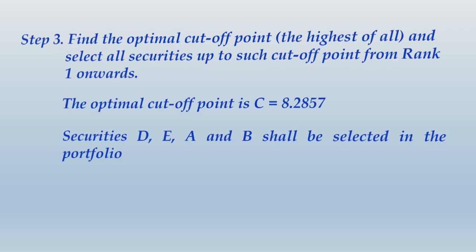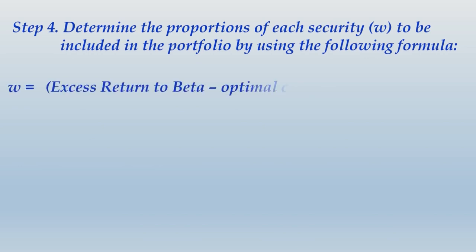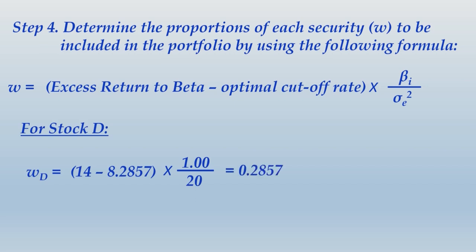Alright friends, let us move ahead with the fourth step. In the fourth step, what we have to simply do is apply this formula for weights: excess return to beta minus optimal cutoff rate, into beta i upon sigma e squared. So let us see what this is.